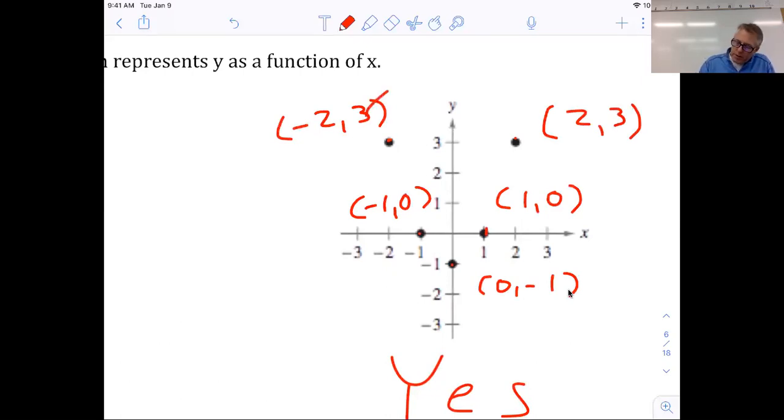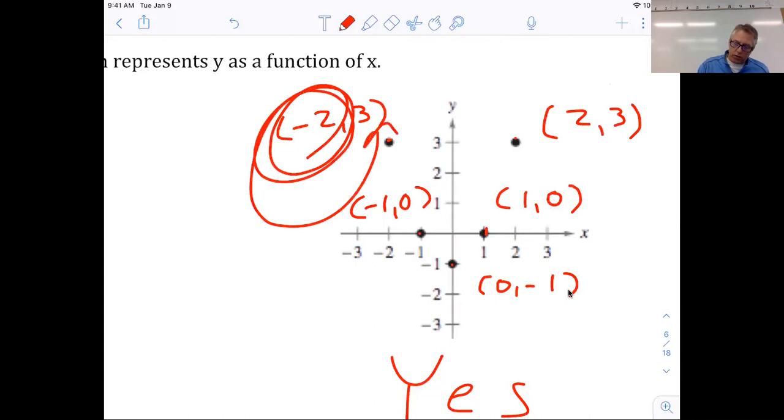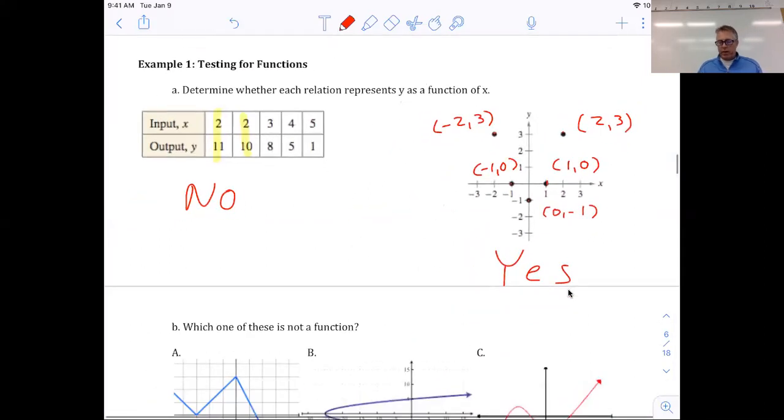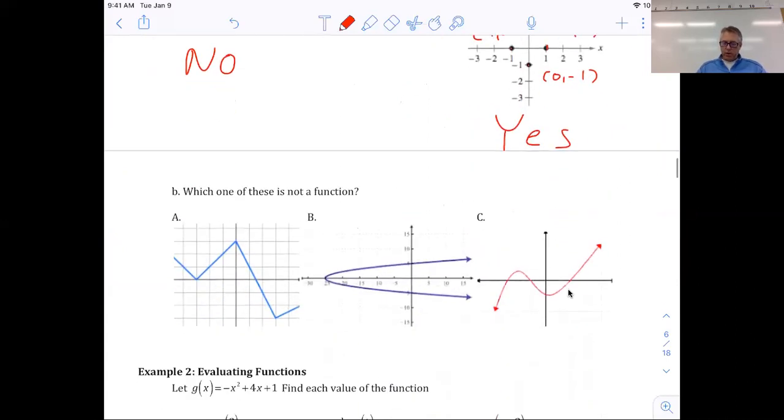Okay, even though we got the same output here for those two things, that's okay as long as every time I plug in -2, I get out a 3. As long as every time I plug in a 0, I get out a -1. You always have to get the same output for a given input. Well, one way that we can check that graphically is what's called the vertical line test.